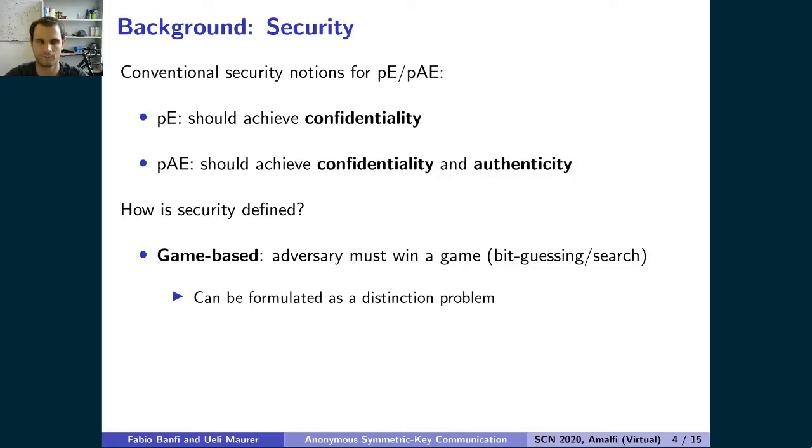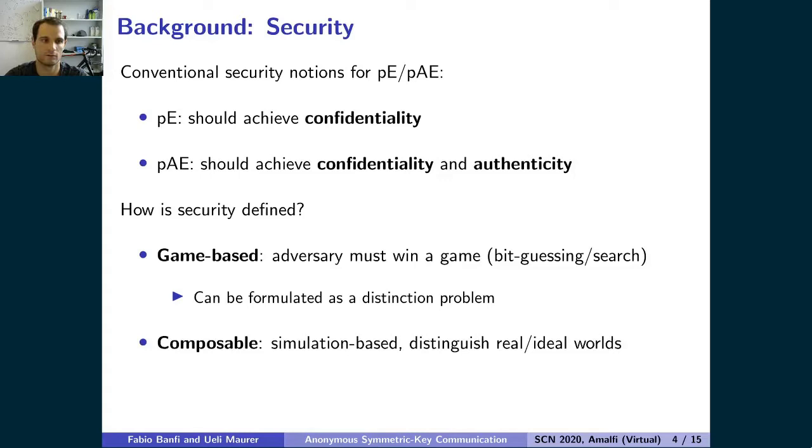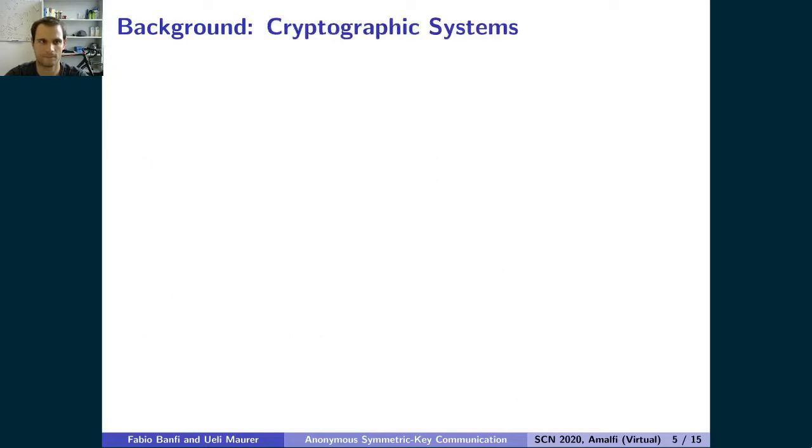But it is also possible to formulate such definitions in terms of a distinction problem, as we will actually use in this work. On the other hand, one can also instead define security via a composable definition, which is in nature simulation-based and is also modeled as a distinction problem, usually between a real and an ideal world. And we will also see that these two kinds of security definitions are actually closely related.